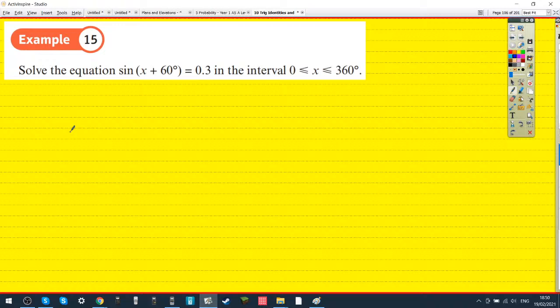You do the inverse of sine on both sides. I would do something before that. Multiply out? You can't, it's not being multiplied. It's the sine of x plus 60. Let x plus 60 be A. So sine A equals 0.3. Then the inverse sine of 0.3.